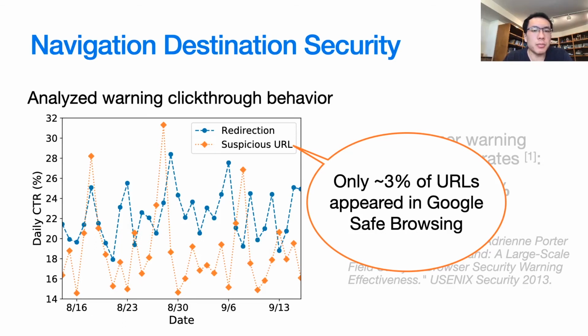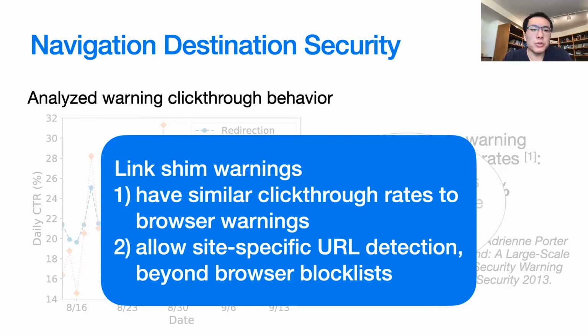Now this is actually not terribly surprising in retrospect because Facebook deploys its own malicious URL detection system. And this allows Facebook to leverage its own data to detect malicious URLs in a way differently than, say, Google Safe Browsing can. Additionally, some of these malicious URLs may be specific to the Facebook platform, so hence only visible to Facebook. But from this, what we see overall is that link shim warnings do exhibit similar click-through rates as browser warnings. Users adhere to them similarly, but they allow specifically websites to deploy their own URL detection, which can provide potentially broader coverage than what's offered by browser block lists.